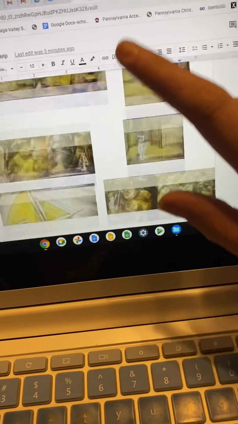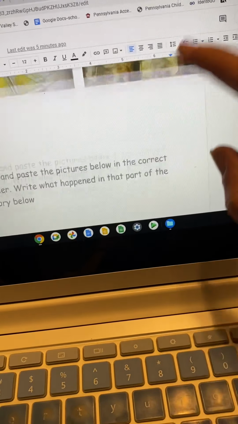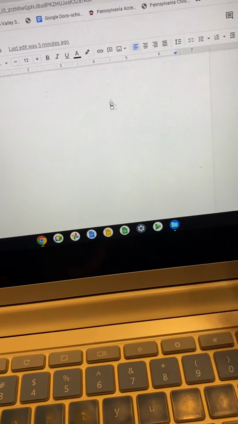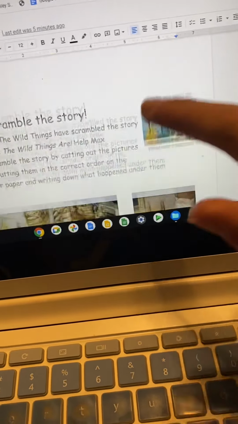And this is just the worksheet that I made for the lesson, which I will explain in part 2.